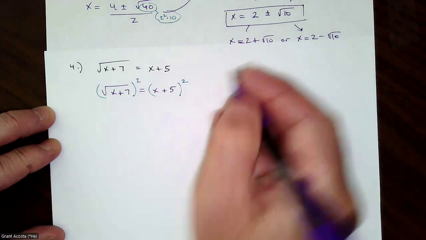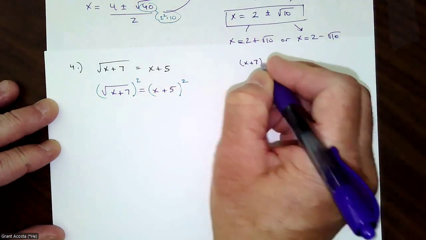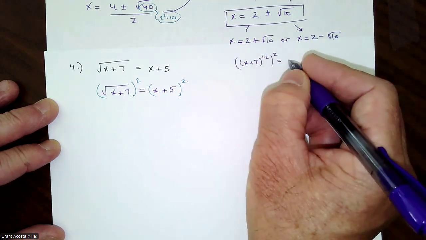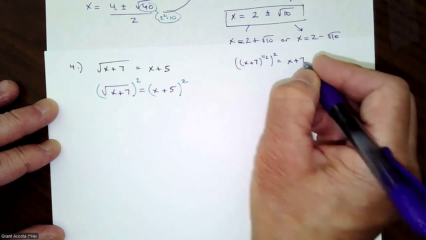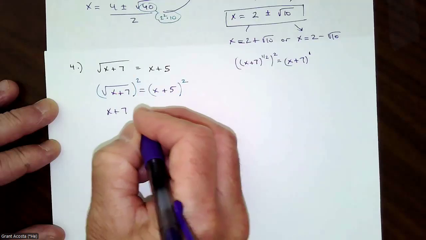Now remember, the square root of something squared cancels out. Why is that true? Because you have x plus 7 to the 1/2. And if you square that, we're going to multiply those powers. We're going to end up with just x plus 7 to the 1st. So this is just x plus 7.